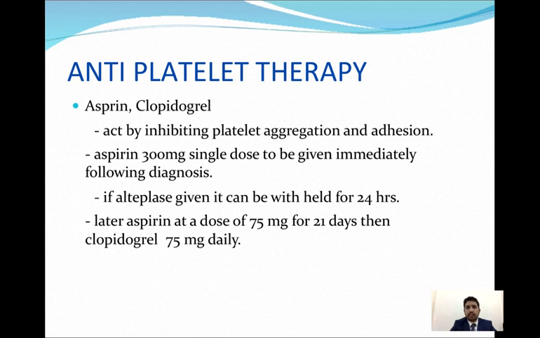You have to give dual antiplatelets like aspirin and clopidogrel for up to 90 days. So there is a difference of treatment between TIA and stroke. In TIA, you can give combination dual antiplatelets for up to 90 days. And in stroke, you can give aspirin for the first 14 days or 21 days and then switch to clopidogrel.